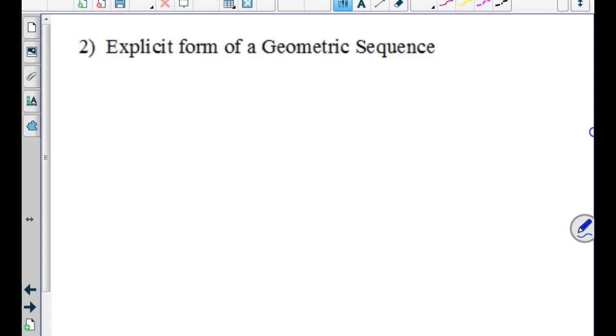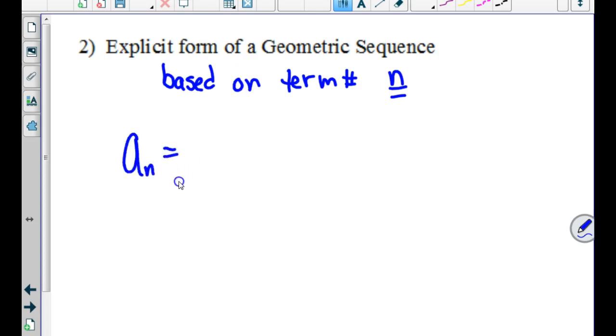All right, so explicit form, remember, means it's based on the term number. So there's going to be an n left in the equation. So a sub n equals, how are we going to have to start? You still have to know the first term, right? And then, are we adding? We're multiplying, and it's not a difference anymore. What did we call it just a second ago?